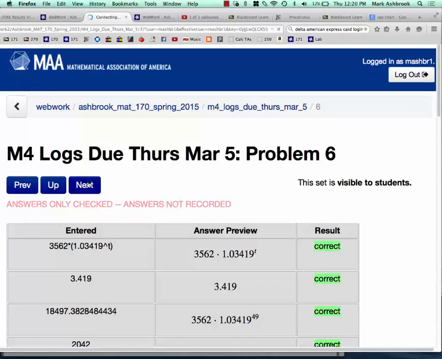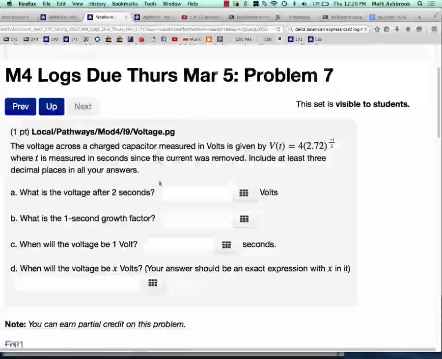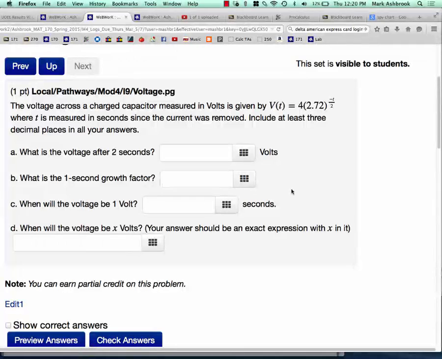So this last one, it gave you the function, but in a different form. This is a voltage, and it's giving you this function: 4 times 2.72 to the negative t over 2, where t is in seconds. So I'm going to go to part B first.